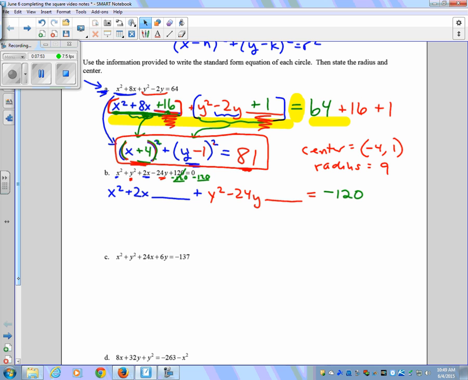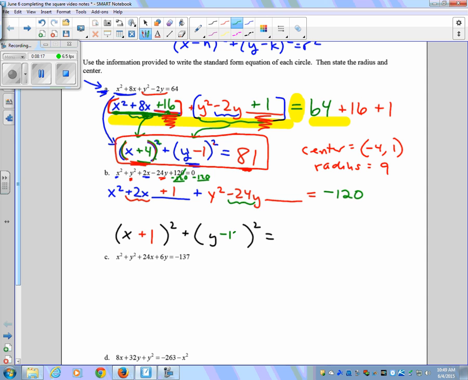Now, set up your standard form of your equation. You're going to have an x and a y. Now, half of the middle term is +1. Square that, and you add 1. Over here, half of the middle term is -12. Square that. 12 squared is +144. Remember, these are always going to be positive, these things that we're adding, because when you square something, even if it's negative, like this one, when you square it, it comes out positive.